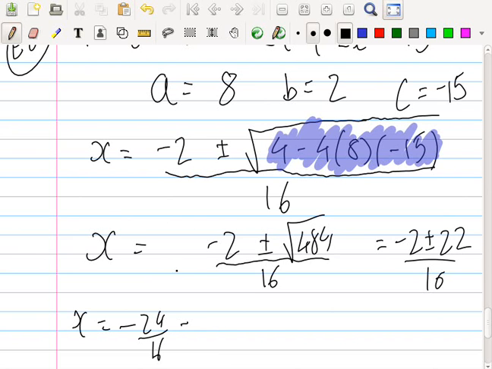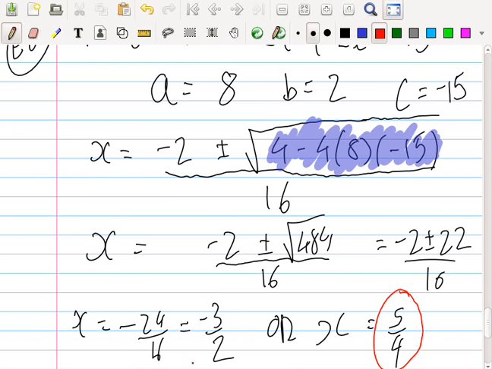Yes, okay. And then the second answer, if I do the plus, 22 minus 2, 20, 20 over 16, 10 over 8, 5 over 4. So my two answers are x could be 5 over 4 or minus 3 over 2. Yes. Okay, write that down, please.